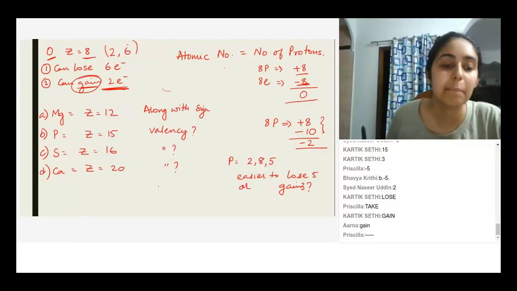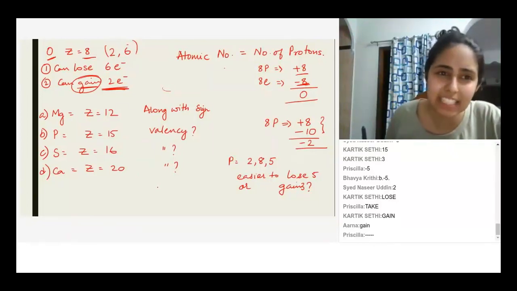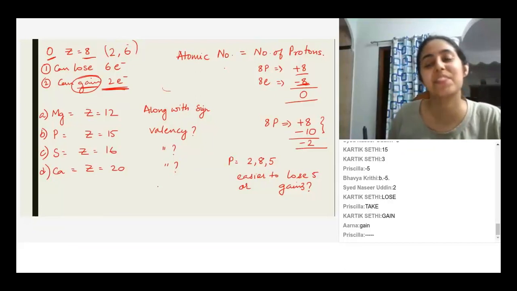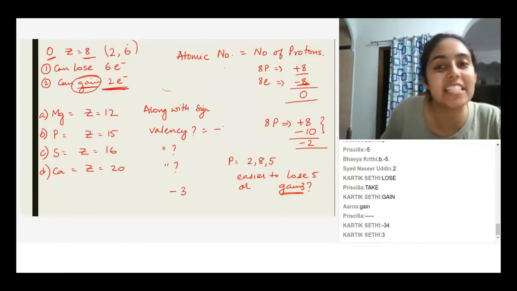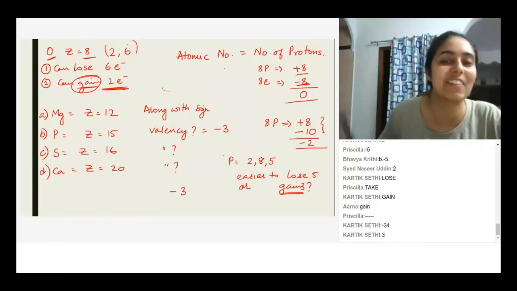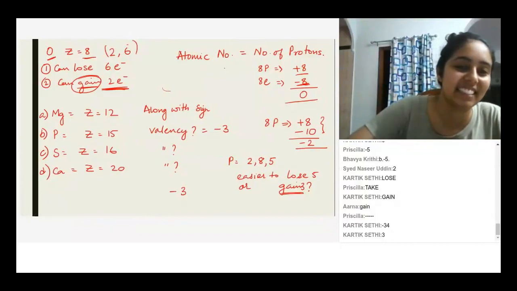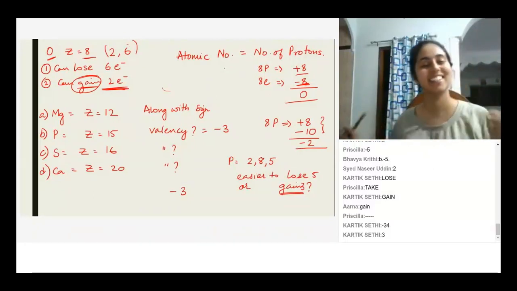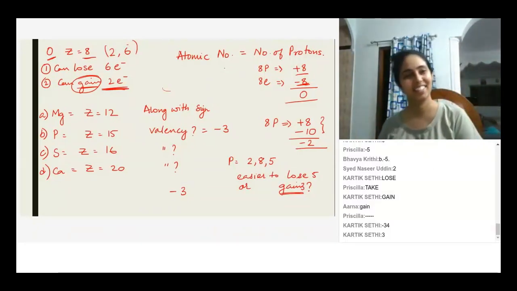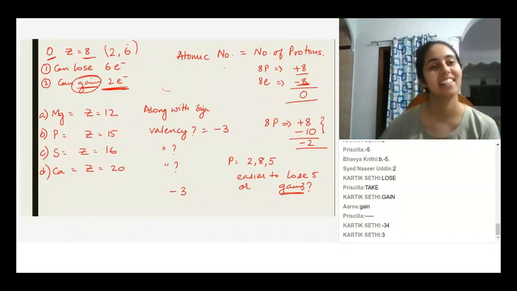Is it +3 or -3? Ma'am, I also put -5, but I told +3. -3, yes. So the valency of phosphorus is -3, not +5. Ma'am, I put -5, so that is also wrong. Ma'am, by mistake I put -5. How is it -3 if it's getting added?